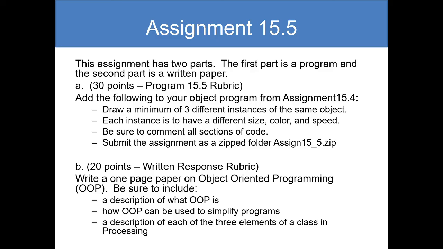Now, this assignment is a little different from those that we've had in the past. This assignment has two parts. The first part is to program, and the second part is more written. The first part is to add the following object programming from assignment 15 to your program from 15.4. Make 3 different instances of the same object, 3 rockets. For each instance, have a different size, color, and speed. They should all be moving. Do they have to go up and down? No. Can they go left and right? Sure. Make sure you comment on all sections of that code, and then submit the assignment as a zipped folder. Remember, it needs to be zipped with everything inside of it.